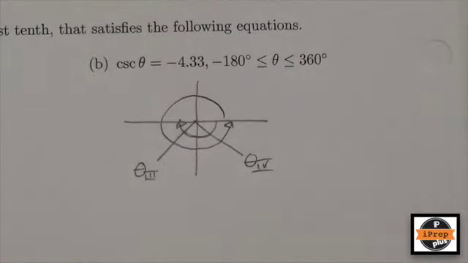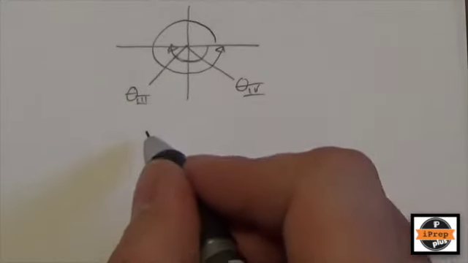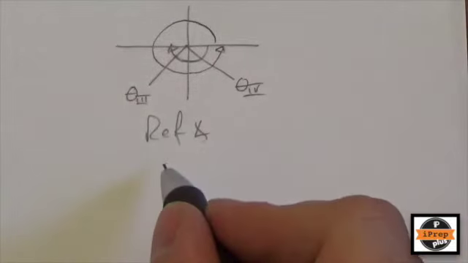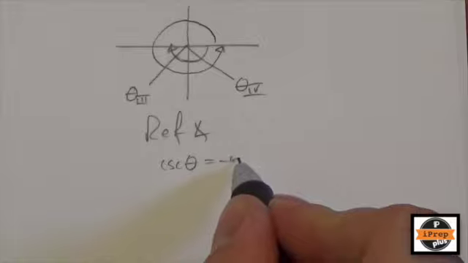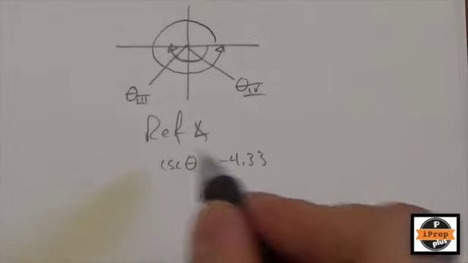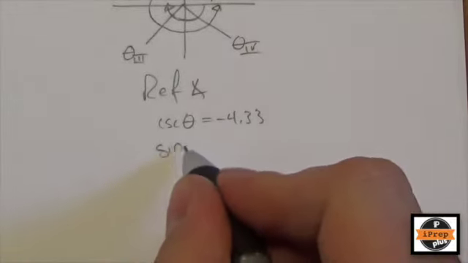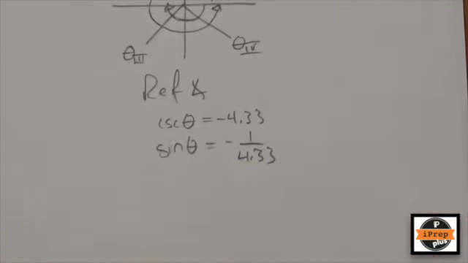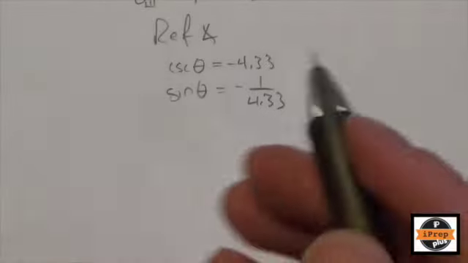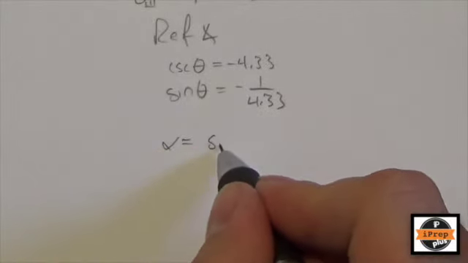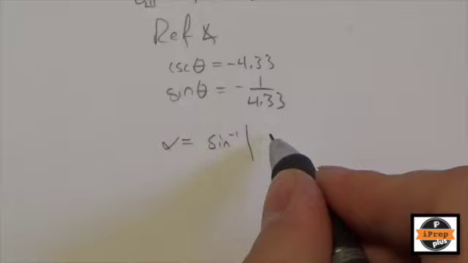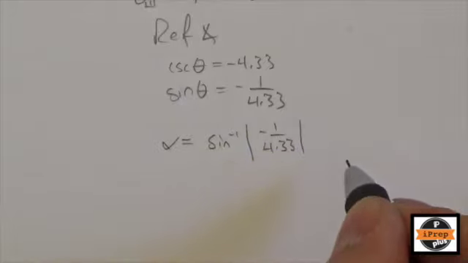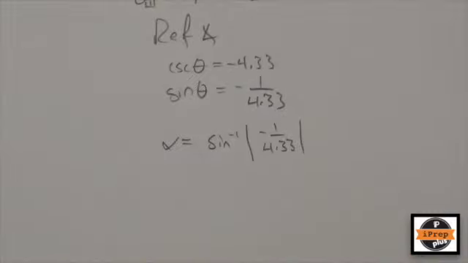Okay, so that's good. So now, to find my reference angle, the first thing I'm going to do is get rid of the cosecant here. So I have cosecant of theta is equal to negative 4.33. I'm going to reciprocate both sides here to turn this into sine of theta is negative 1 over 4.33. Now, to find my reference angle, I will take the inverse sine, and in this case, I really do want to have that absolute value there of negative 1 over 4.33.